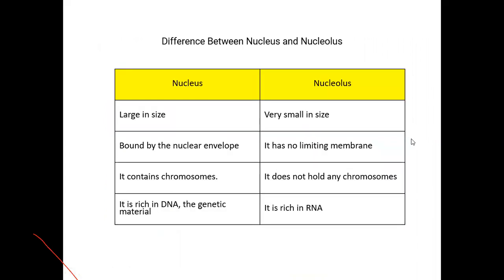Then what is the difference between the nucleus and nucleolus? The nucleus is large in size, the nucleolus is very small. The nucleus is bound by a nuclear envelope, a membrane, but the nucleolus has no limiting membrane; it is not surrounded by any membrane. The nucleus contains chromosomes, but the nucleolus does not hold any chromosomes. The nucleus is rich in DNA and genetic material, but the nucleolus is very rich in RNA and also proteins, that is ribosomal proteins.